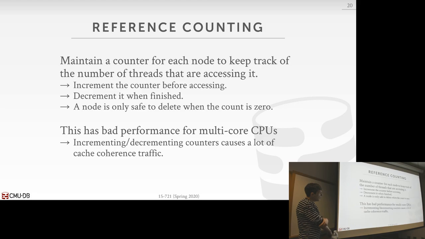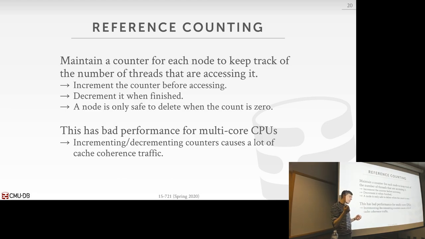Reference counting is essentially what you get with the shared pointer in the C++ standard template library. Inside of every node in a data structure, or inside the shared pointer data structure itself, we maintain a counter that keeps track of the number of threads that could be accessing that memory location. Before I access it, I increment the counter. That's an atomic add, and that part's efficient. When I'm done accessing it, I decrement the counter by one. The garbage collector knows it's safe to deallocate a region of memory when the counter is zero, because no thread could be looking at it.